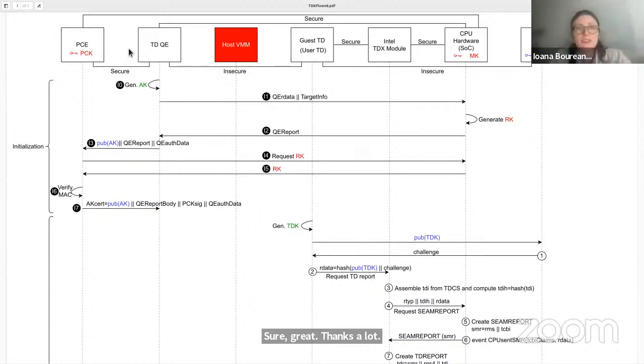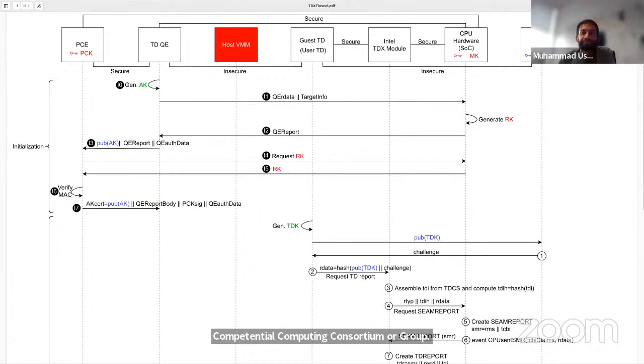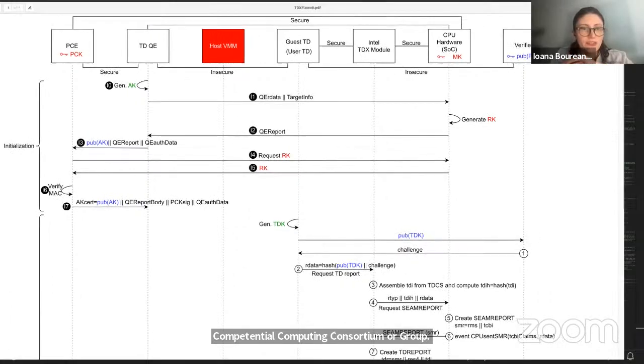Are there any questions? Other questions? Okay. Well, I have a question. Sure. At the beginning, obviously, with Intel, you said it wasn't quite clear and so on. And with this new project that has started under the Confidential Computing Consortium, is Intel more on board, or what is the situation at the moment?